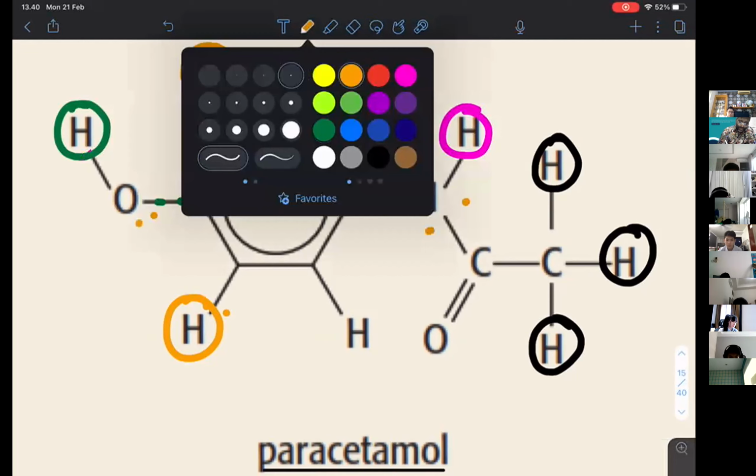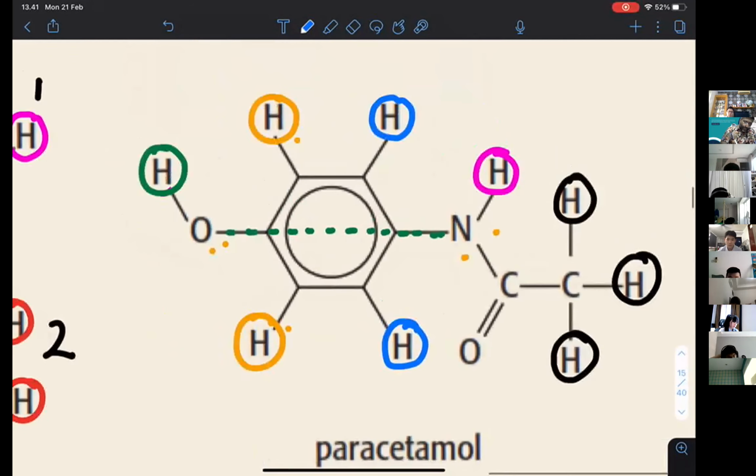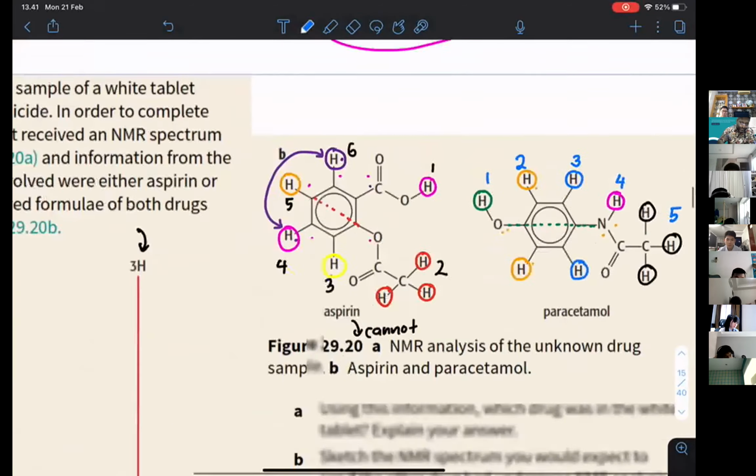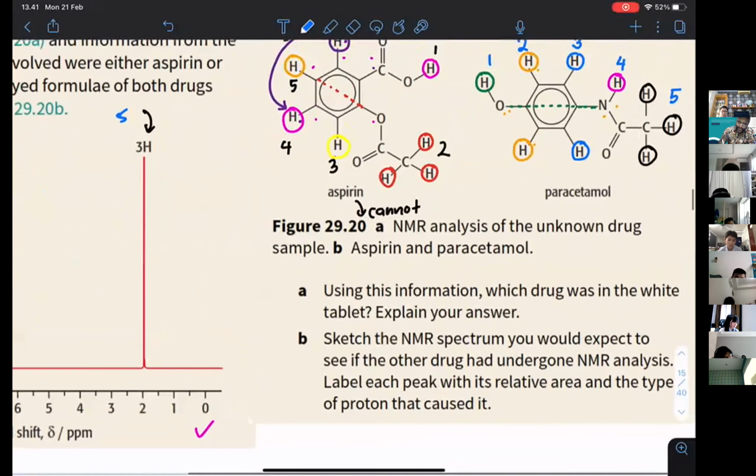And then if I look at this particular hydrogen, this and this are the same. So how many different environments do I have? If I count 1, 2, the orange, 3, 4, 5. How many peaks do I have? 1, 2, 3, 4, 5. Most likely it is paracetamol, but we cannot say for sure.